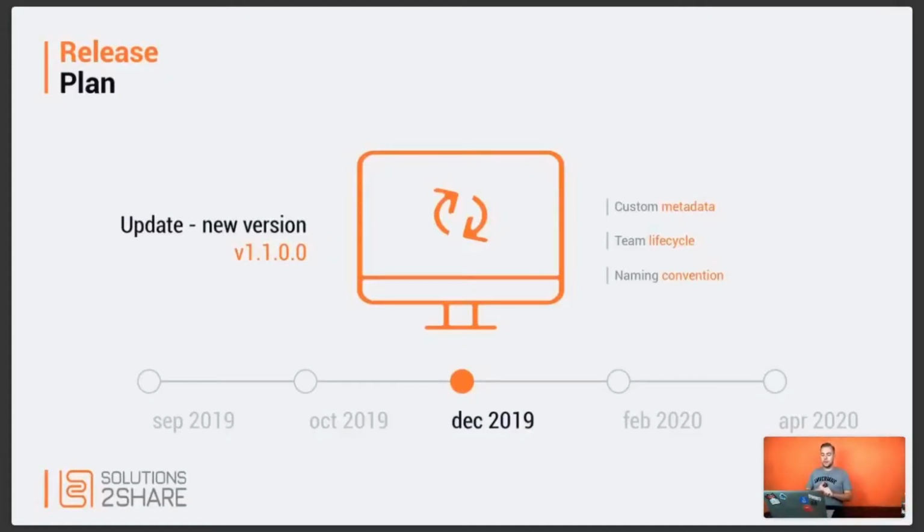And we added some naming conventions. So you have a settings page where you can have a prefix and a suffix, and you can have templates for the team name and the channel name. And the naming convention is not only for Teams, it is for Planner and for OneNote too.